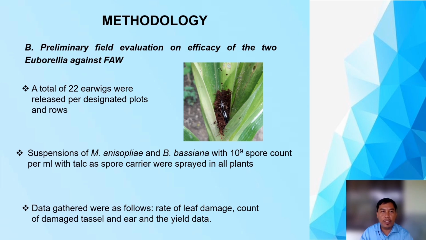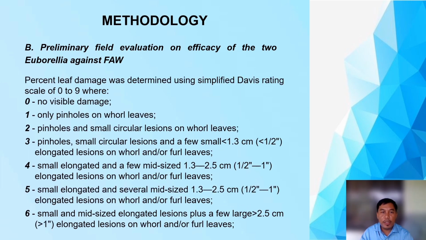Data gathered were as follows: rate of leaf damage, count of damaged tassel and ear, and the yield data. Percent leaf damage was determined using a simplified Davis rating scale with 0 to 9 rating with the following descriptions.